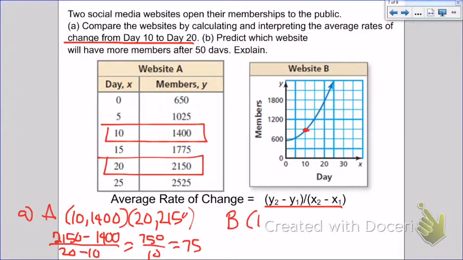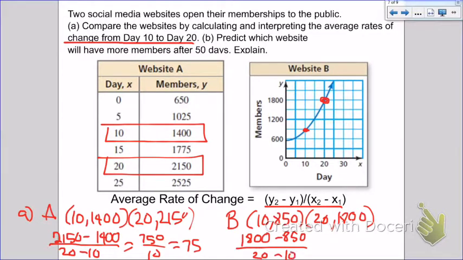For B, we're actually going to have to look at the graph. On the graph, it looks like it's about (10, 850) and (20, 1800) are my points. So again, I've got my two points, 10 and 20. Change of y, 1800 minus 850, over change of x, 20 minus 10. Those numbers give us 950 divided by 10, which is 95. So which one's bigger? Website B.